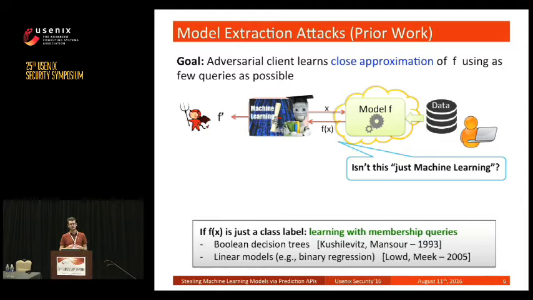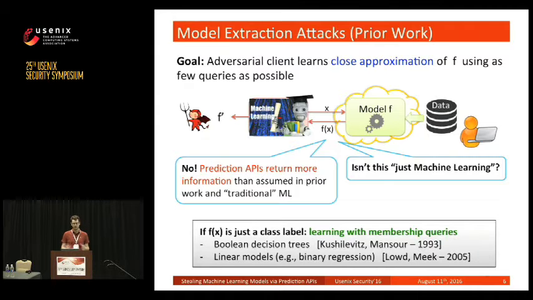There have been a few works that showed how you might learn or extract some specific model classes in this setting. But we find that this setting of machine learning as a service is actually quite different, because these prediction APIs tend to return much more information than just a class label. And so we're in a bit of a different setting here than in traditional machine learning.